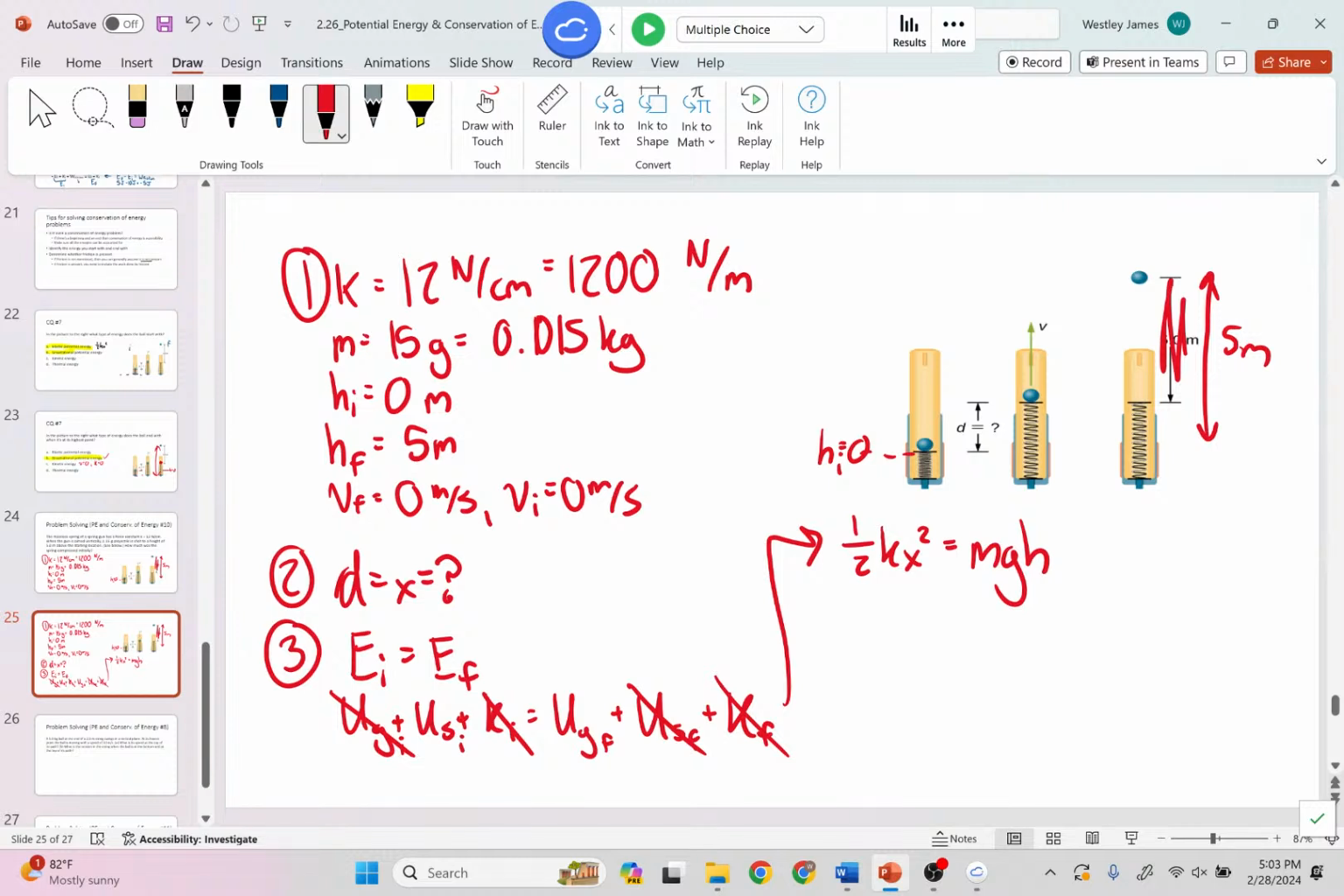The units for energy would be joules, but in this problem we're not actually solving for energy. We're solving for x, how much the spring was compressed. So if we rearrange this, you will find that x equals the square root of 2mgh over k. You put in the numbers, you hit enter, you get an answer, you say, great.